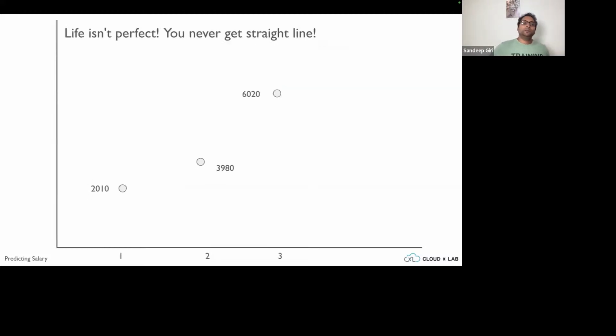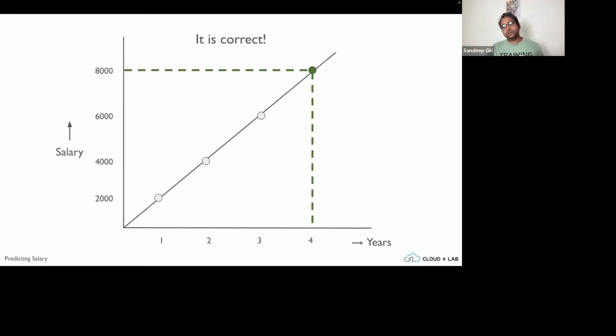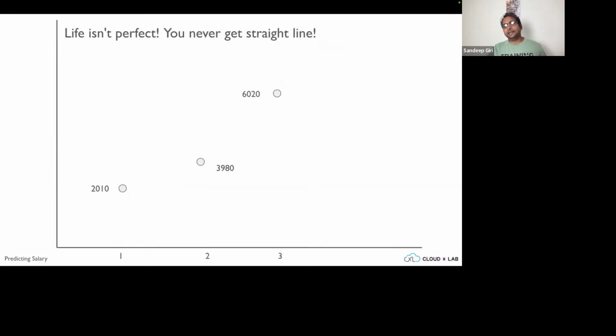Okay, now that was easier to do, but if our data is like this: my first year salary is $2,000 per month, then $3,980. Then in the third year, my per month salary is $6,020. Now, what will be my exact salary in the third year, right?